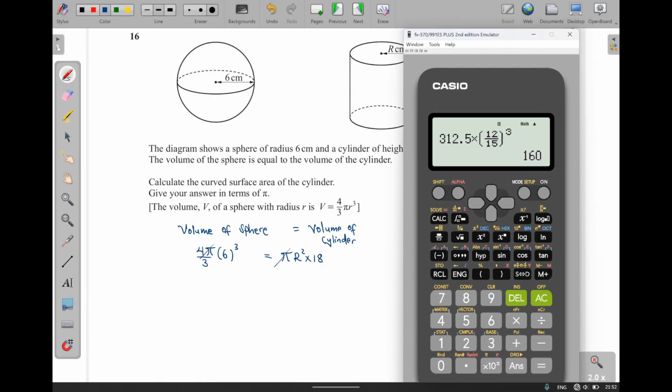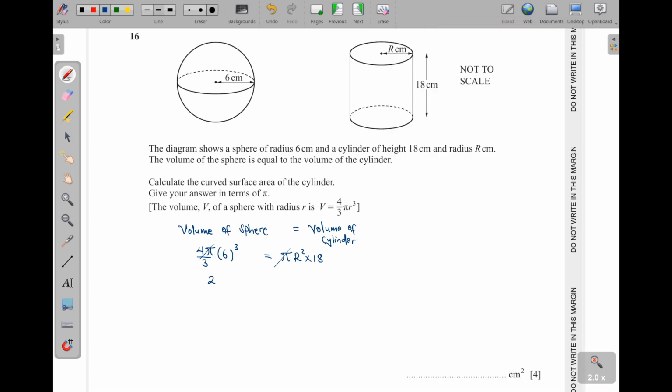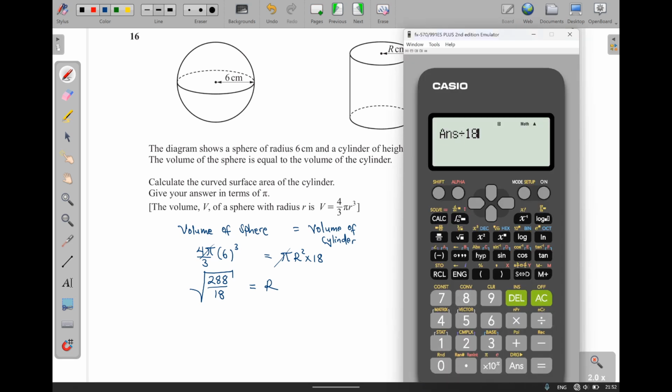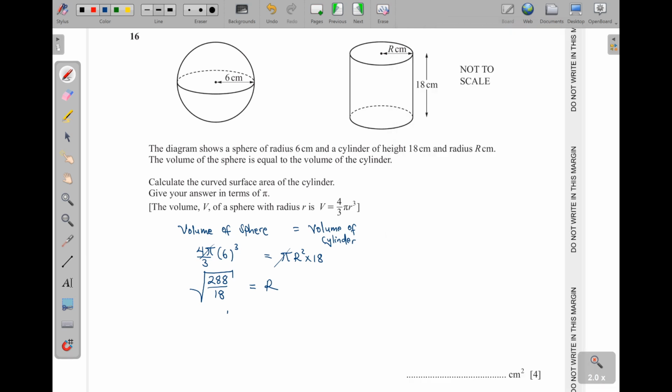We can get 4 times 6 cubed, then divide by 3. This one gives us 288. So 288 divided by 18. Then after we take the square root, this will give us the value of r. So the answer we have gotten, divide by 18. Then we take the square root, automatically that one will be a 4. So that means r is equal to 4.